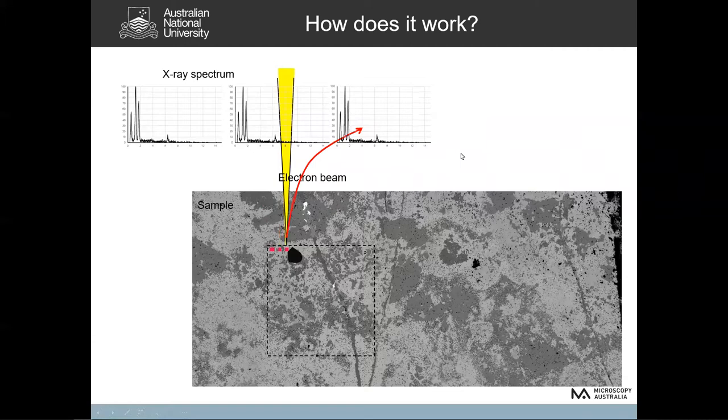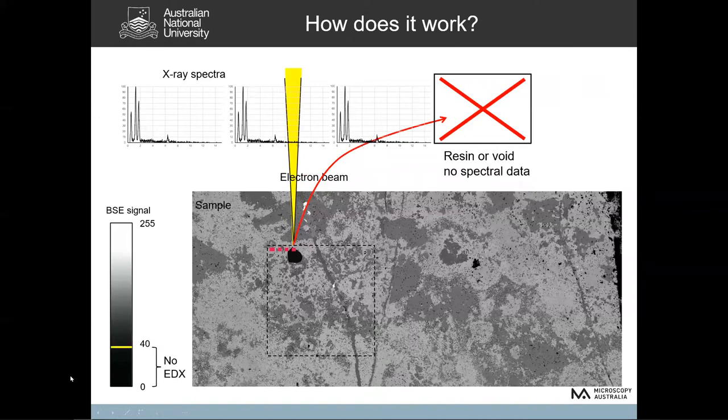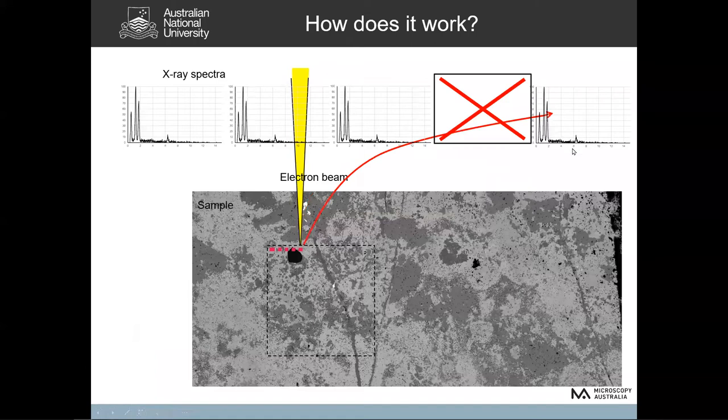Now, the system is clever enough to recognize when it reaches areas of little or no interest. So typically that would be, say, when it hits some resin or it hits a void, and it uses the backscatter signal to determine at which point an area is of no interest. So typically resin and voids are very low in brightness. So we set a threshold to determine at which point we do not want to collect any X-ray data. So at that point, it stops collecting until it steps the beam and hits another part of the sample that is of interest. So it continues on collecting data in that way until it's finished that particular field of view or that scan.